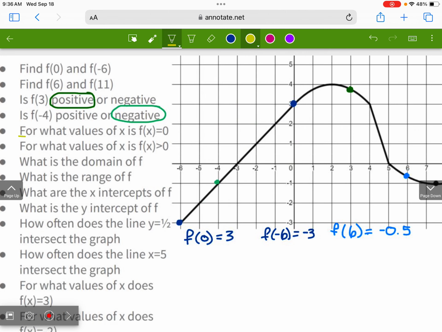Okay. For what values of x, so we're going to have a list of x values, is f of x equal to 0? Negative 3, because my y is 0. Where else? Positive 5 and positive 10. So my list of x values is like this. We put our squiggly brackets because x is the set that contains those values. Or you can list them out. X equals negative 3, x equals 5, x equals 10. Either way is fine.